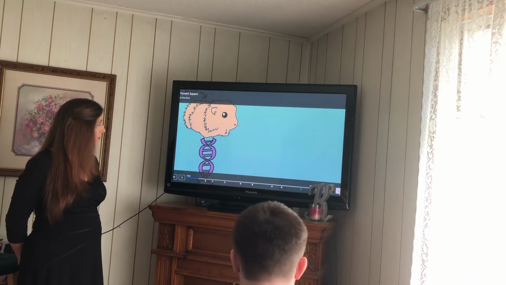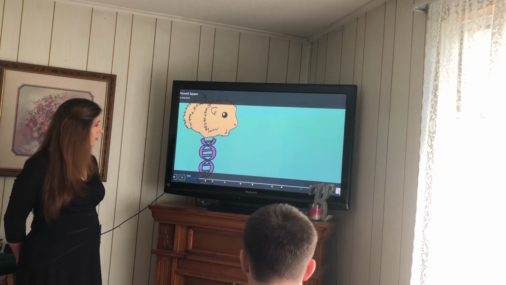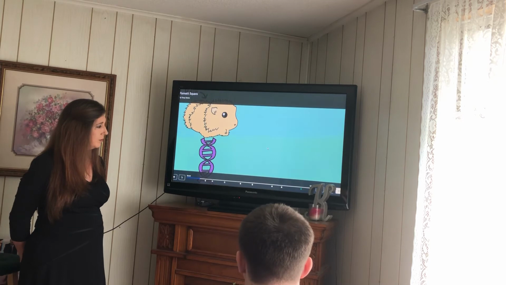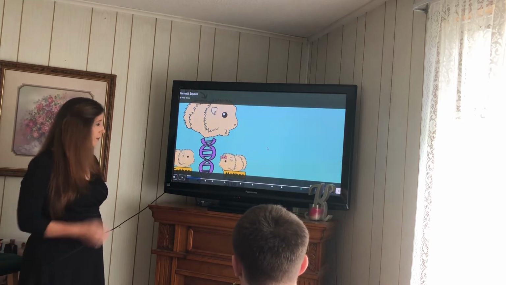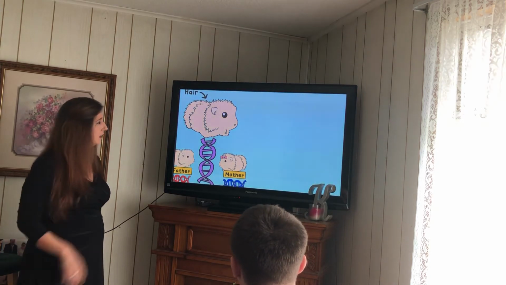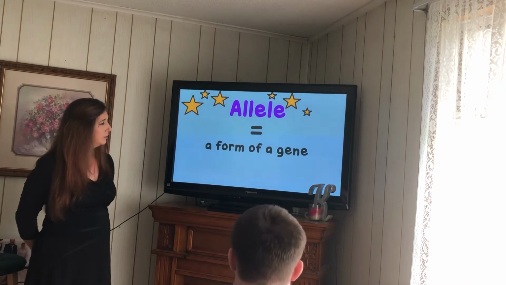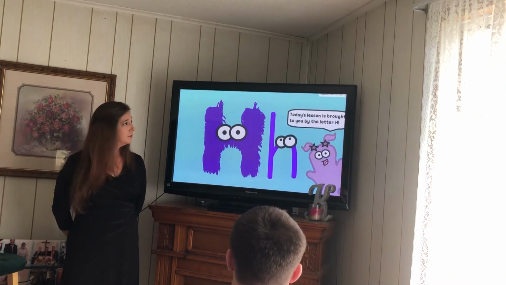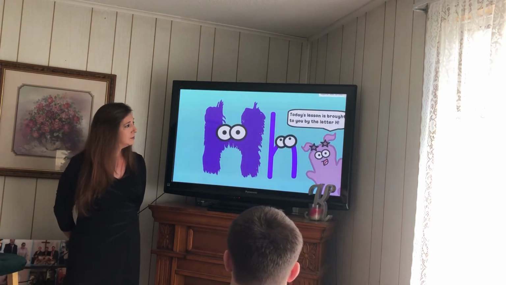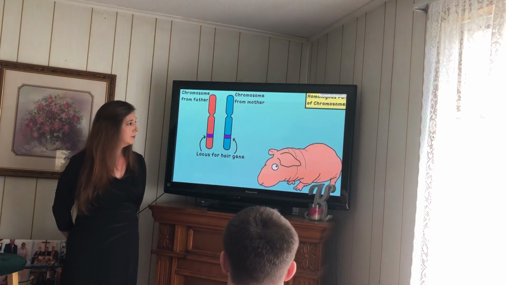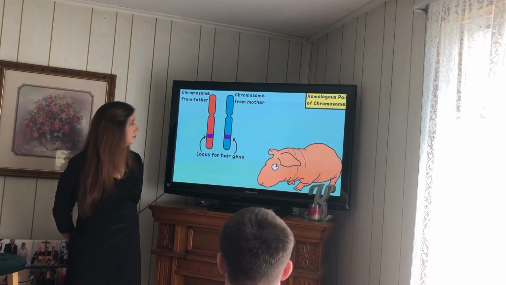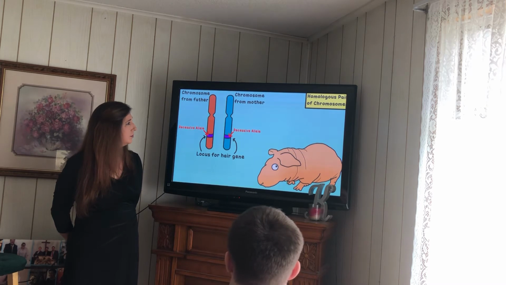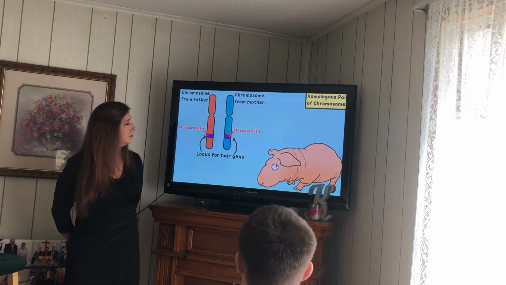This is because of their DNA. DNA makes up genes, and the guinea pigs received genes from both their mother and their father. An allele is a form of a gene and often represented by a letter. In this case, we'll use the letter H for hair. A hairless guinea pig has 2 recessive alleles for the trait of having or not having hair.